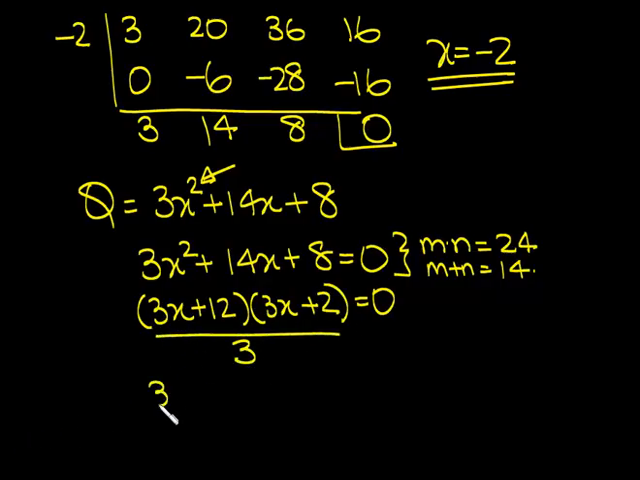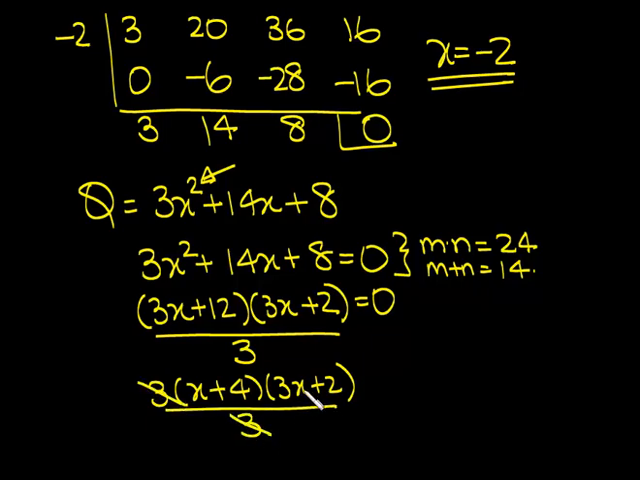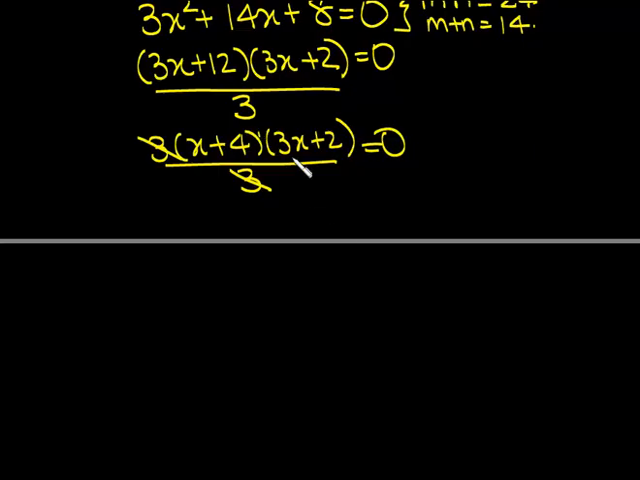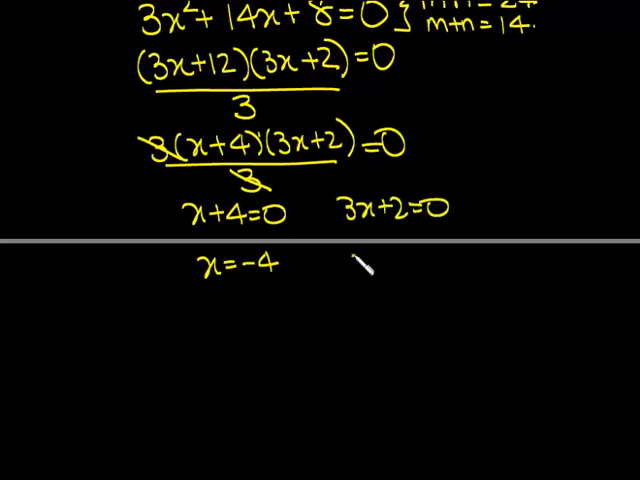And then there's a 3 common, so I can take it out. So I get x plus 4, 3x plus 2 over 3. These cancel, so I'm going to skip a step here. This times this is 0, so that tells me x plus 4 is 0, so x is negative 4. And 3x plus 2 is 0, so that tells me x is negative 2/3.